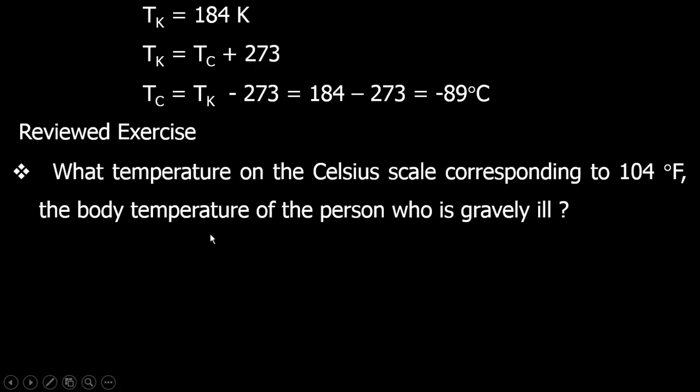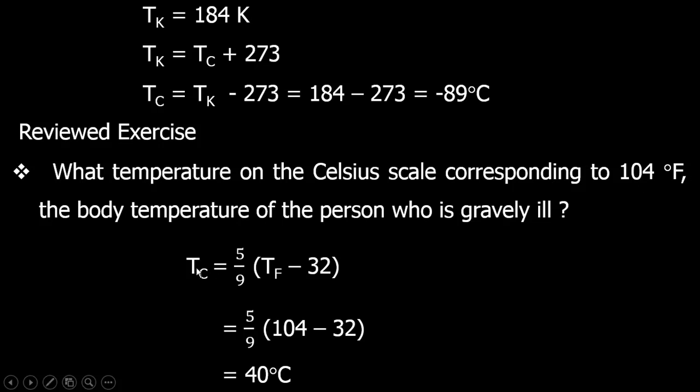Our review exercise: what temperature on the Celsius scale corresponds to 104 degrees Fahrenheit? This is the body temperature of a person who is gravely ill. We convert Fahrenheit to Celsius using TC equals 5/9 (TF minus 32). With TF equal to 104, we get TC equal to 40 degrees Celsius.